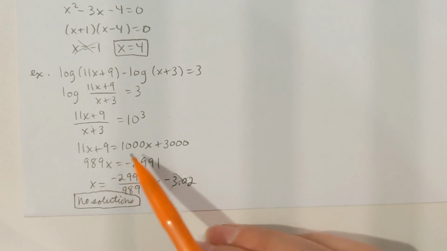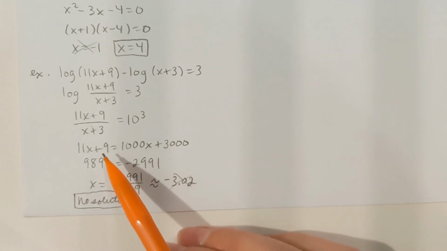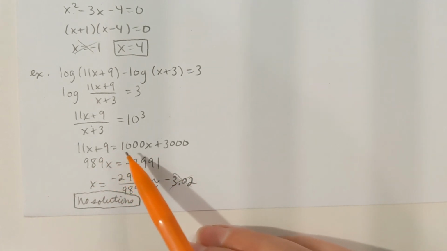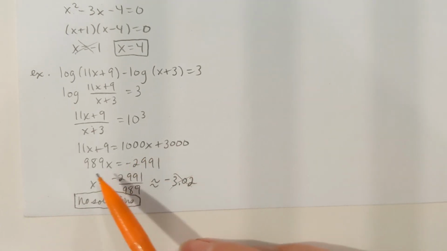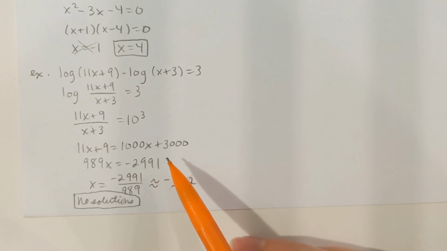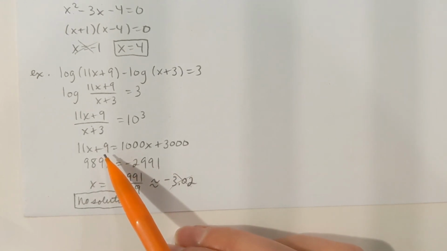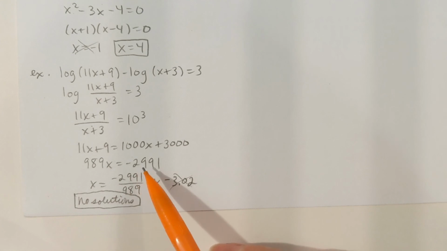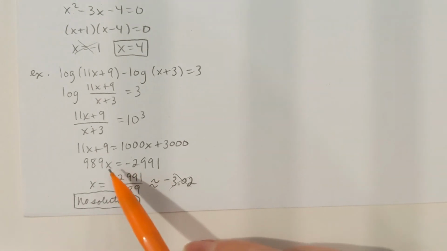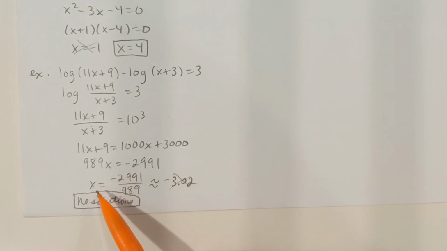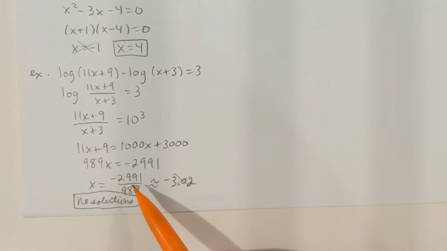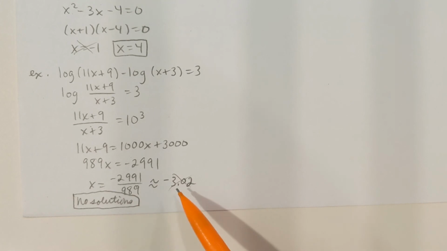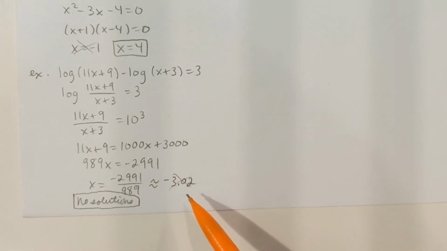If you subtract 11x from both sides and subtract 3,000 then from both sides, 1,000x minus 11x is 989x. And then I'm also subtracting 3,000 from both sides. 9 minus 3,000 is negative 2,991. Divide by 989, and that way x is all alone. Negative 2,991 divided by 989 would be roughly negative 3.02 if you were to look at the decimal form of that number.